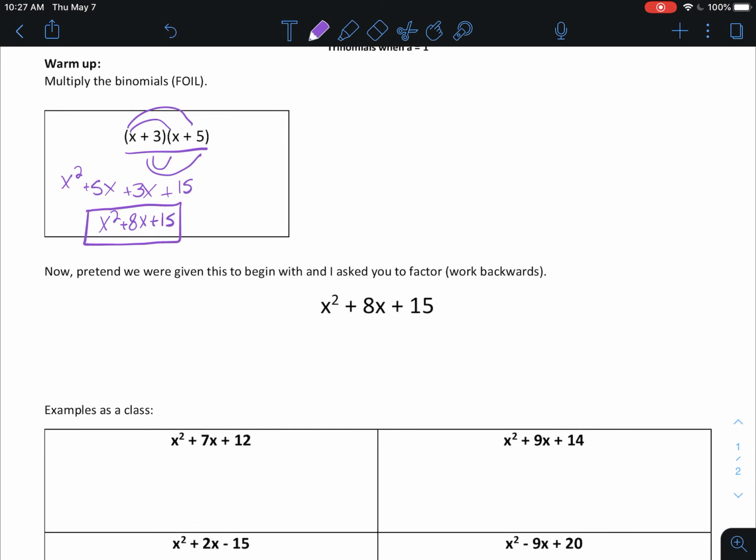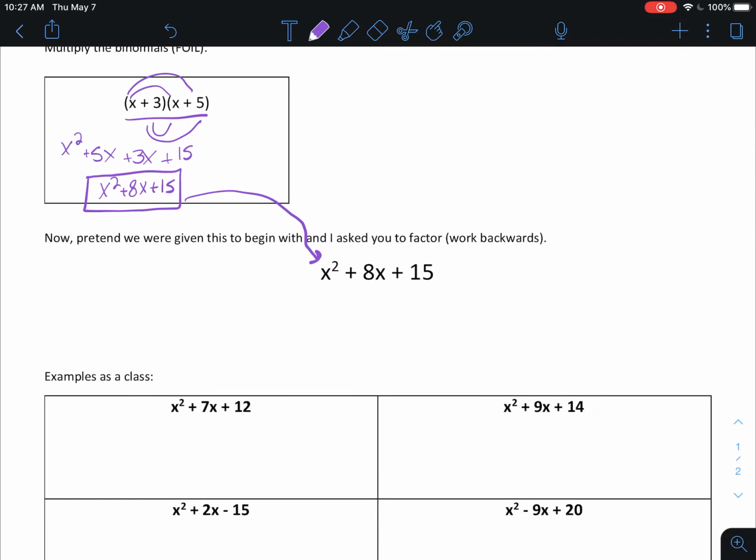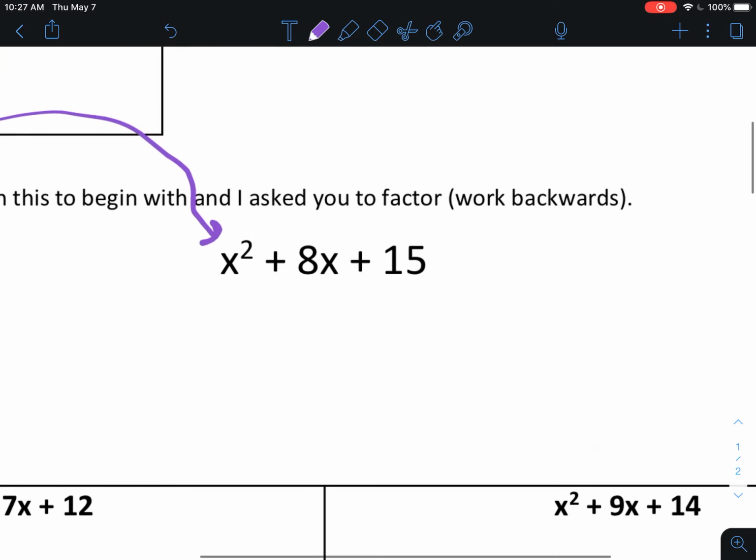Now, pretend we were given this to begin with, and I asked you to factor. So therefore, work backwards, right? So now I'm just moving this to here, and I'm asking you to factor, which is the opposite of FOILing. In order to do this, two things have to happen. You first need to determine the factors of 15. Factors of 15 are two numbers multiplied together that give us 15. So when I'm thinking of factors of 15, I'm thinking 1 and 15. I'm thinking 3 and 5, and then that would be it.